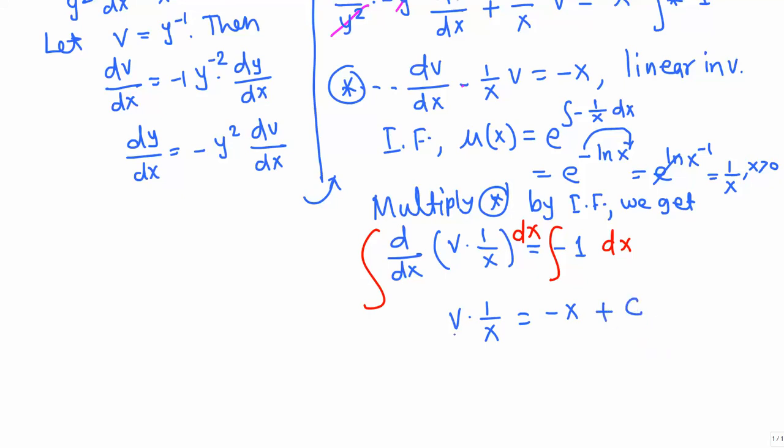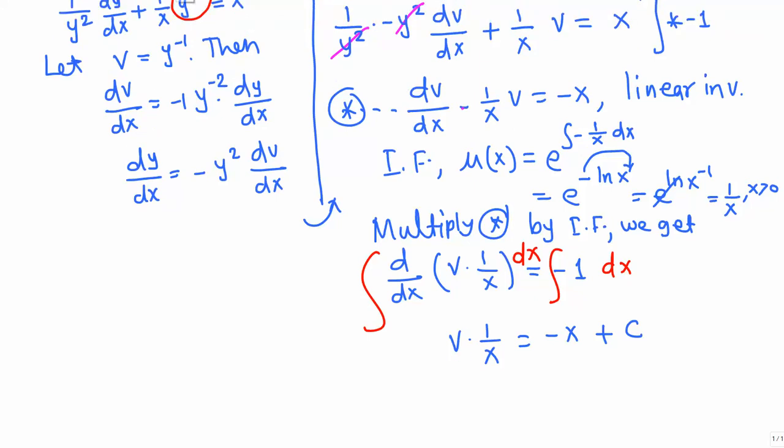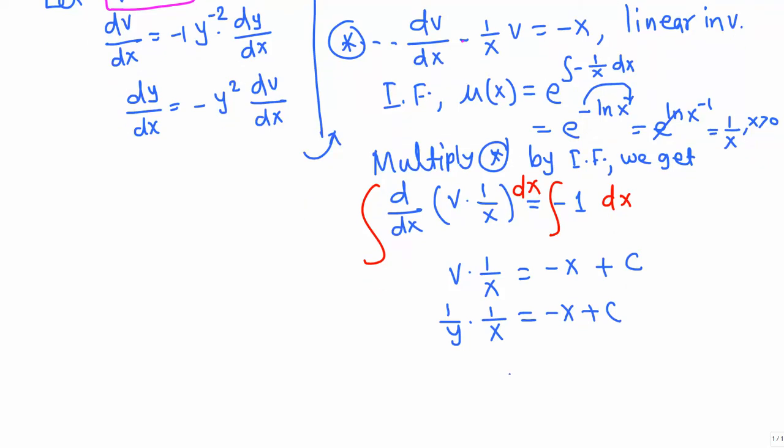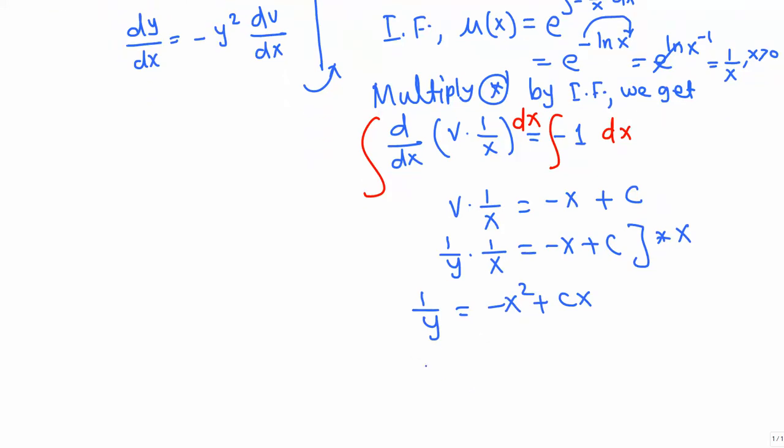And now finally we back substitute the value of v. What is v? V is y raised to negative 1, or 1 over y. So 1 over y times 1 over x equals negative x plus c. This is the final answer in implicit form. We can solve for y. So multiply through by x, we get 1 over y equals negative x squared plus cx, and take the reciprocal of both sides. So y equals 1 over negative x squared plus cx, which is cx minus x squared. Final answer.